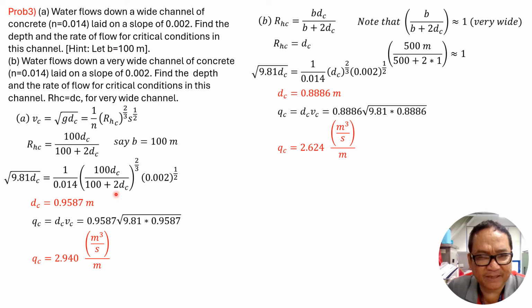But for this problem, for a wide channel, this is enough. If it is very, very wide, then you just replace B over B plus 2 d sub c by 1. And we can also assume here that B is maybe 1000 or 500, and definitely this critical depth will be almost the same. So that's it for this video.